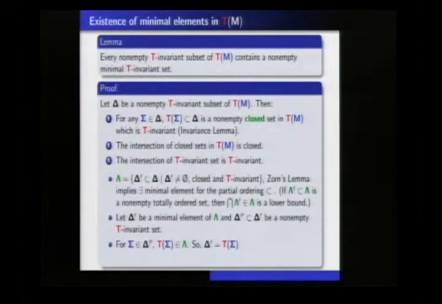So sigma prime is in lambda, but remember, delta prime was a minimal t-invariant set. Therefore delta prime equals this. But since that was an invariant set, it's a subset of delta prime prime. So if delta prime prime is contained in delta prime, and delta prime is contained in delta prime prime, that means they're the same set. It's again just set theory. So that means that the minimal element from Zorn's lemma is in fact a minimal T invariant set.